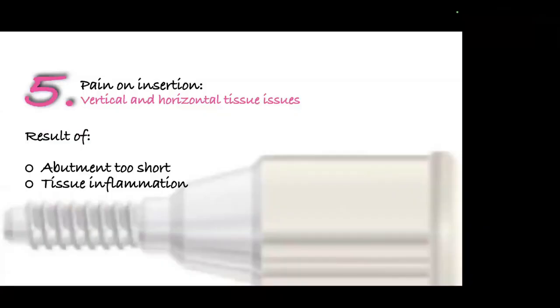Okay, so let's go to this one here. What about a patient who has pain on insertion of the prosthesis? You can have issues in 2 different planes here, both a vertical plane and a horizontal plane. And I find that most of this is related to the tissue and the prosthesis. It's important that you look at the intaglio surface of the prosthesis. Maybe that acrylic is overbulked and it's impinging on the tissue.